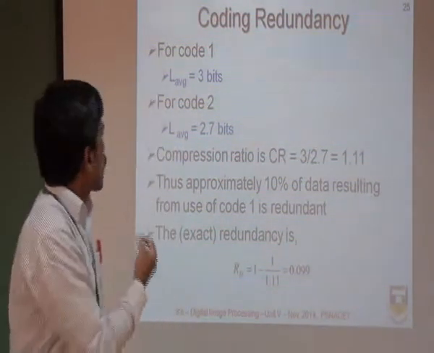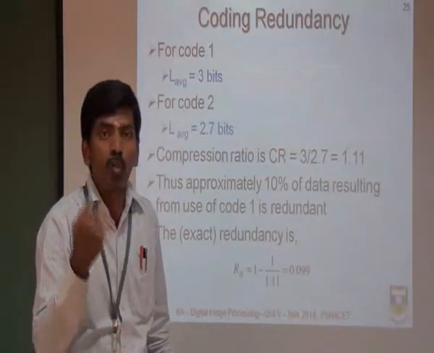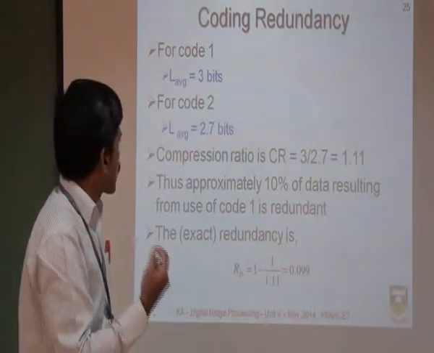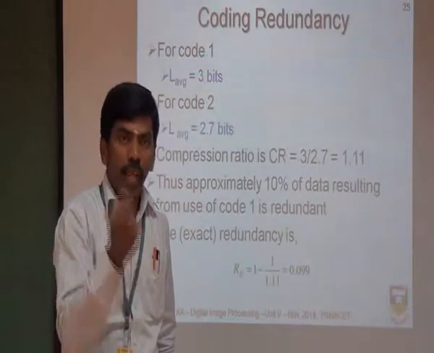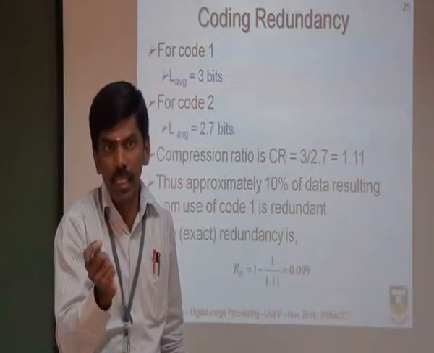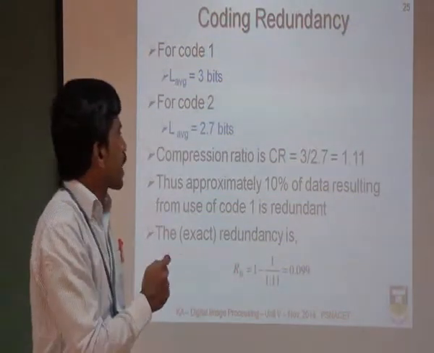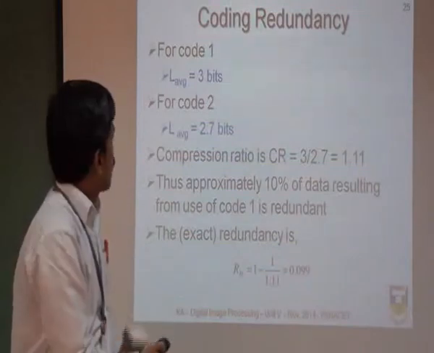So what is it now? Compression ratio is nothing but 3 by 2.7. That is nothing but 1.111. So this means approximately 10% of the data is redundant by using the coded one. That is meaning only 10% has redundancy, so 90% there is no redundancy. Automatically we can calculate it. So finally, to exactly calculate the redundancy, we can achieve 0.099, that is 9.9%.